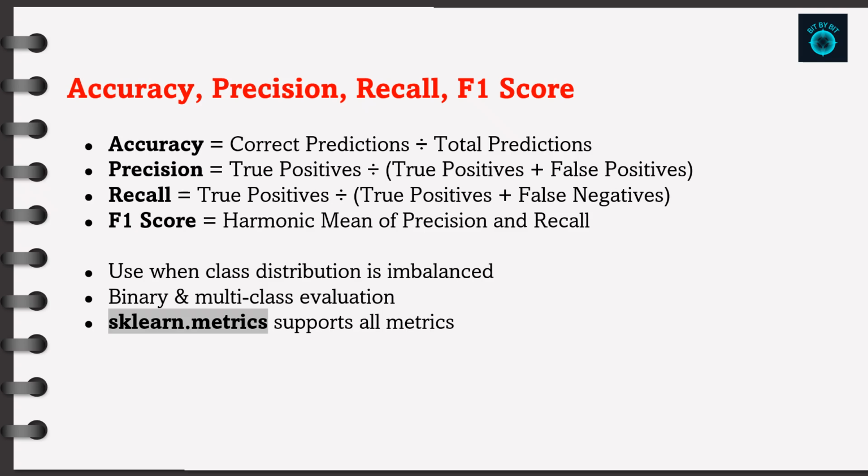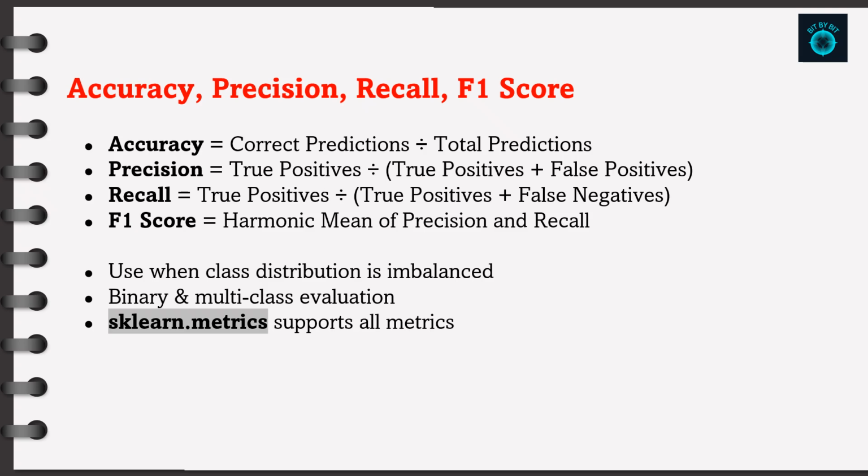Recall measures how many of the actual positives your model successfully found. It is calculated as true positives divided by the sum of true positives and false negatives. High recall means fewer missed detections. F1 score balances precision and recall. It is the harmonic mean of the two and gives a single number that accounts for both kinds of error.